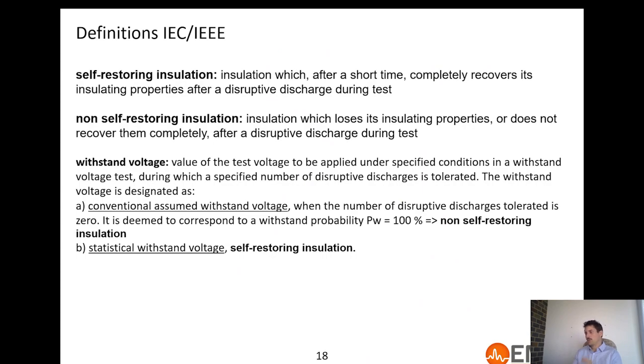these indicators. Maybe one thing just to be clear: the withstand voltage indicators are the BSL and the BIL, the switching limit and the lightning limit. For non-self-restoring insulation, they are thresholds, they are levels you shouldn't reach. For self-restoring insulation, they are probabilities.